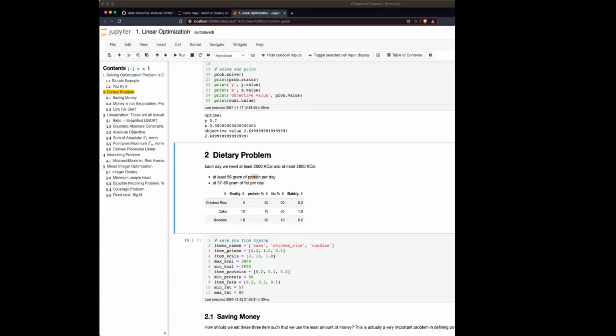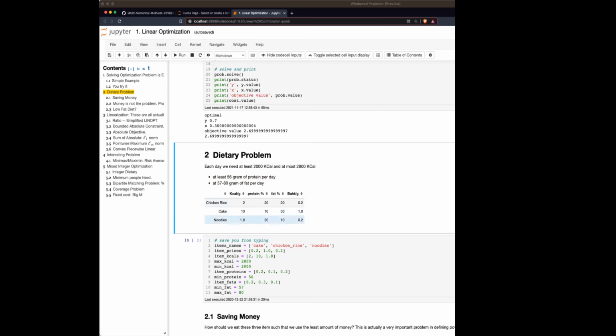You need at least 56 grams of protein per day, but you need some fat as well. Okay, you actually need some carbohydrate and vitamin C and whatnot, but that's too many variables. So let's do the simple one. The simple one is here, that you need 56 grams of protein per day and 57 to 80 grams of fat per day. And now let's say you have three choices on Grab: chicken rice, cake, or noodles.